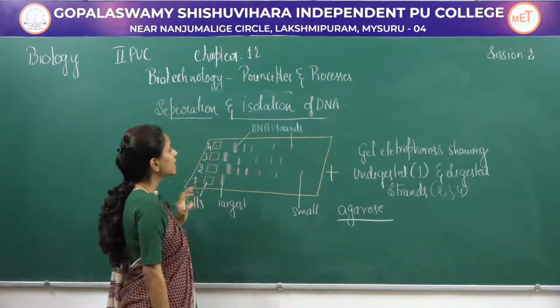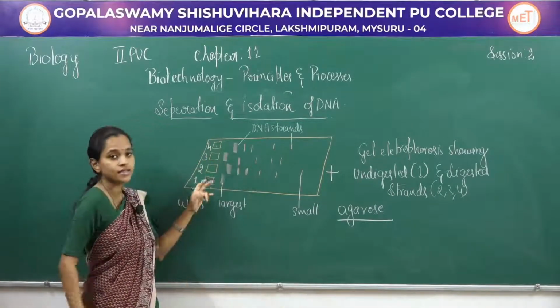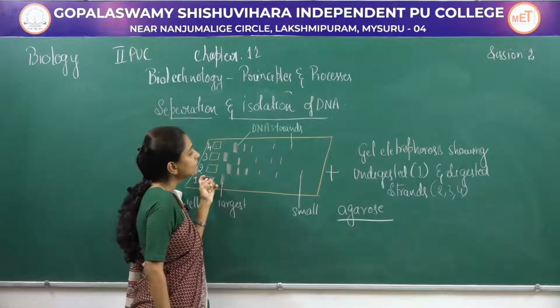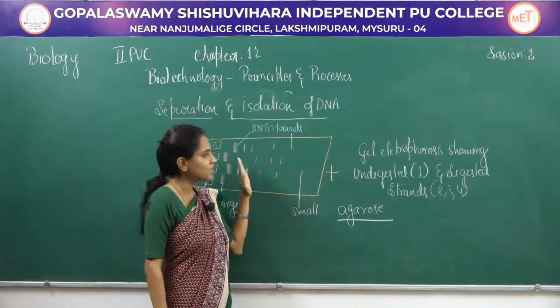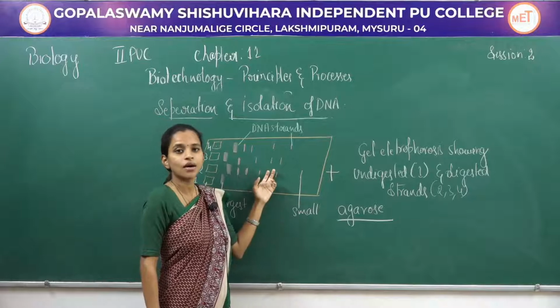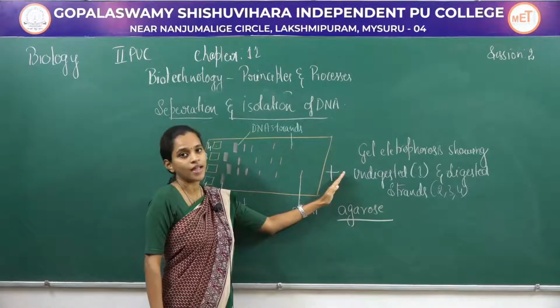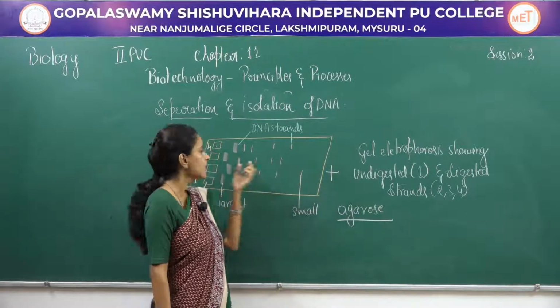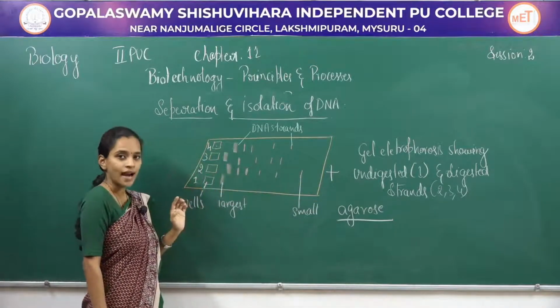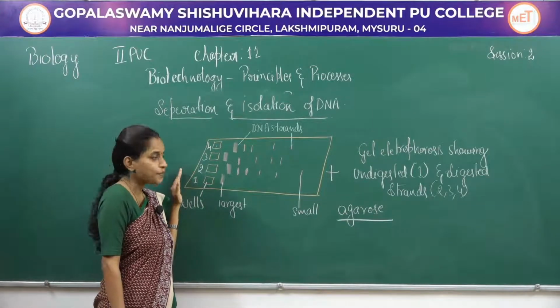If you see here, the larger DNA strands are much closer towards the well, whereas the thinner or smaller strands move fast towards the anode. The thinner or smaller DNA strands are very close to the anode, which means they are moving fast compared to the thicker strands. Thicker strands will be much closer towards the well region.